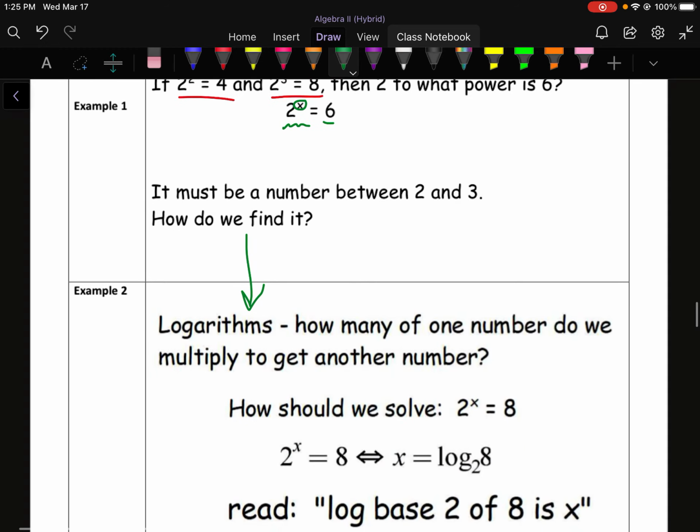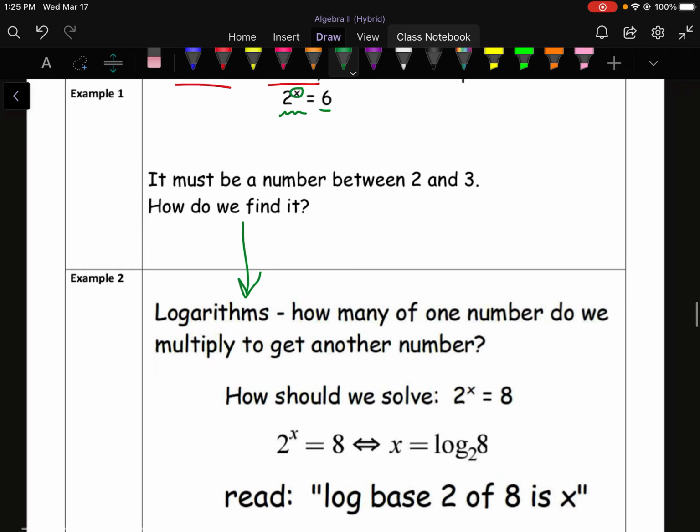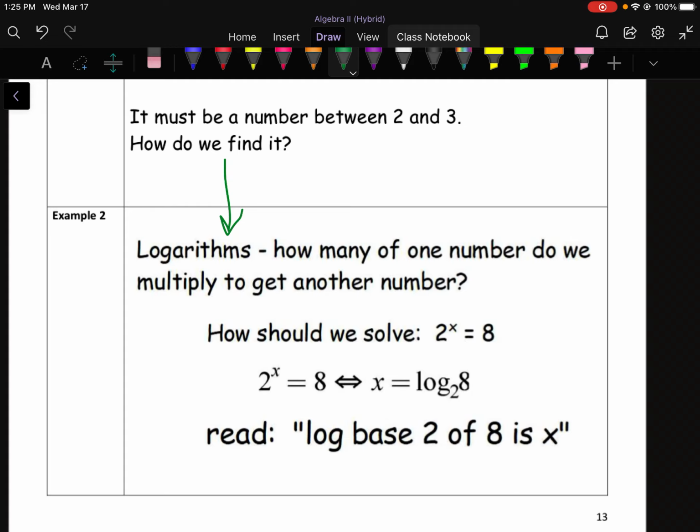So what is a log? It's basically just how many of one number do we multiply to get to another number. So, for example, it helps us solve exponential equations with variables and exponents. That'd probably be a better way to say it. So how should we solve 2 to the x equals 8? If you don't know, you could convert it to a log and then, of course, use a calculator.